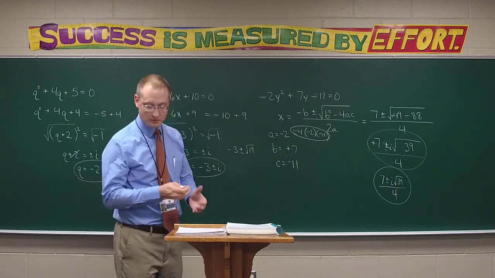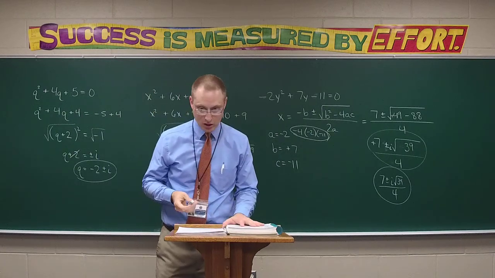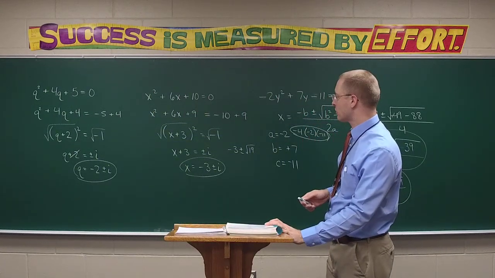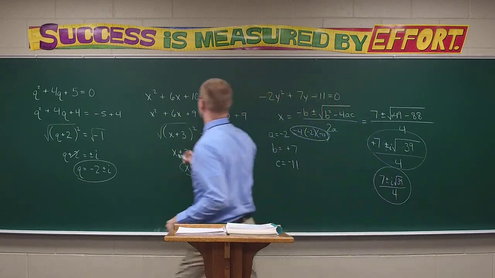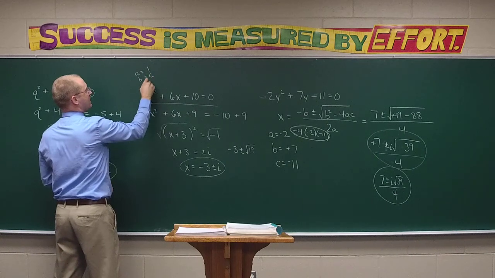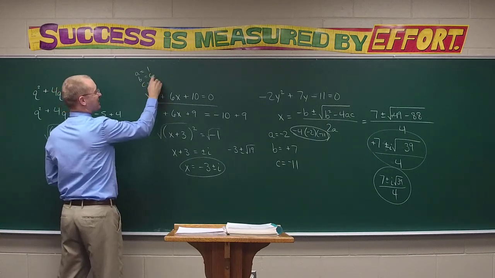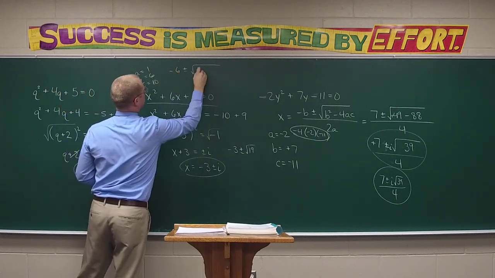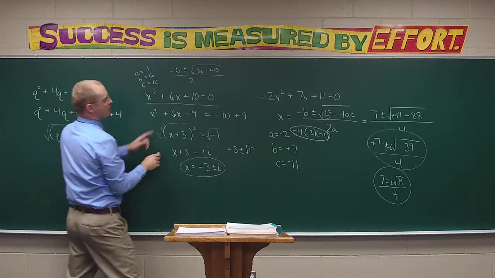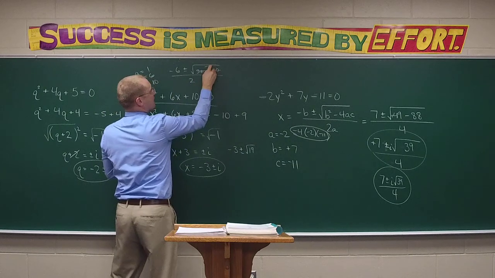Yes, ma'am. I'll just say on 40, how do you... because I did it the formula way. Yeah. So you said a was 1, b was 6, and c was 10. So you said negative 6 plus or minus the square root of 36 minus 40 all over 2? Yes. All right, and then you subtracted 36 minus 40, that gave you negative 4.